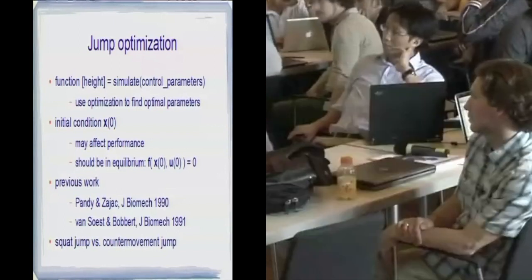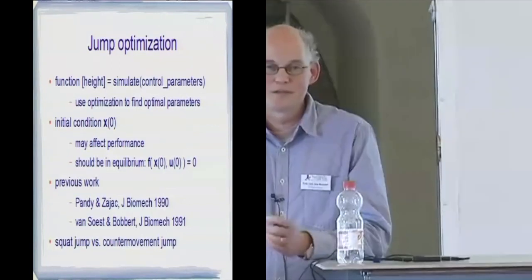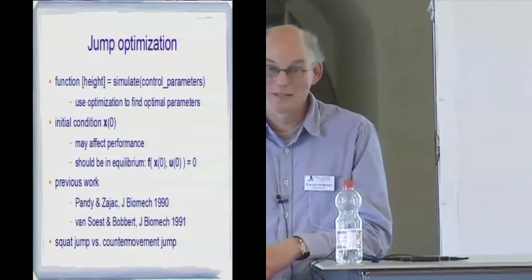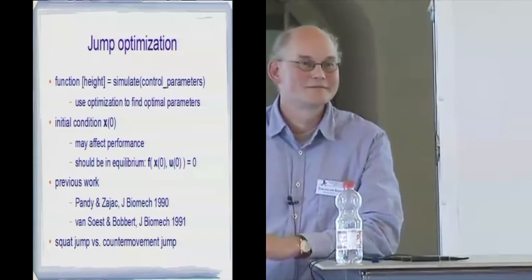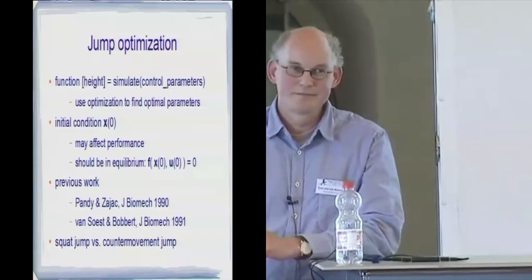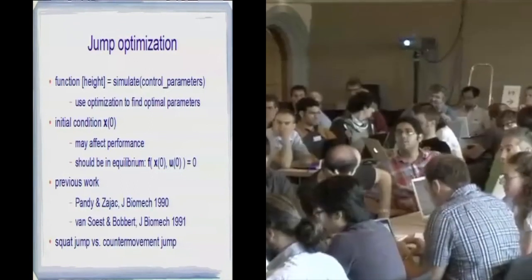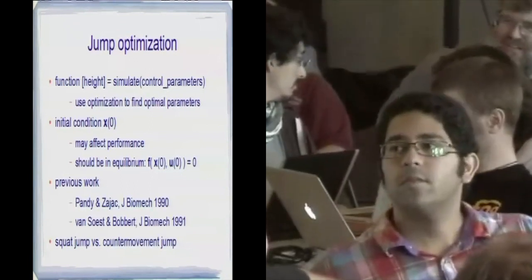Your optimization never found the counter movement? No, this was a while ago, before I did the direct collocation, so it might still be possible. I don't know. So is it correct to say that muscles are not springs? The surrounding tissue and the tendons are the spring part, that's what stores energy?